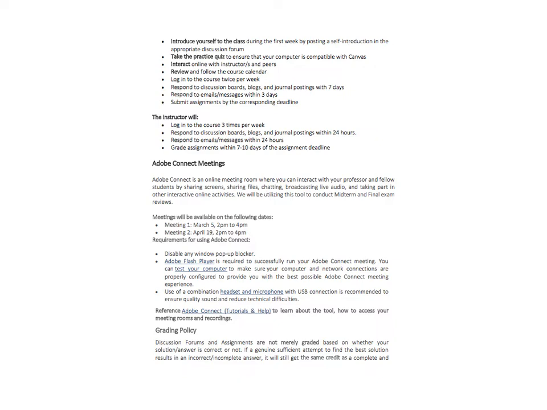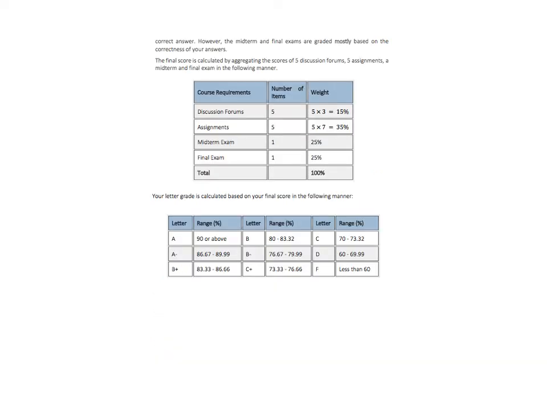It's important that you all know my grading policy. Discussion forums and assignments are not merely graded based on whether your solution or your answer is correct or not. If a genuine, sufficient attempt to find the best solution results in an incorrect or incomplete answer, it will still get the same credit as a correct and complete answer.